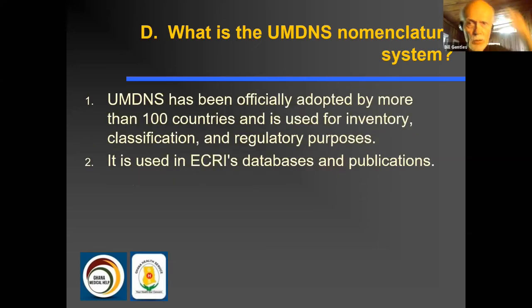First of all, it has been officially adopted by more than 100 countries and is used for inventory, classification, and regulatory purposes. So it helps with your medical device regulations if everyone knows you're talking about the same kind of device. And it's used in the databases and publications of ECRI, the Emergency Care Research Institute. All of their hazard notices and bulletins about problems with devices come out with the nomenclature and the 5-digit code associated with that device. So if you're using the same set of nomenclature, you can quickly determine if the hazard that ECRI is reporting on is part of your inventory.